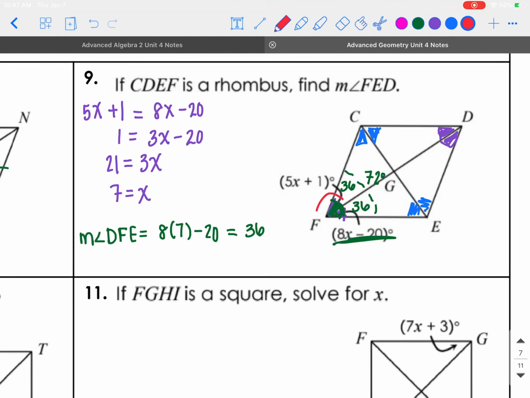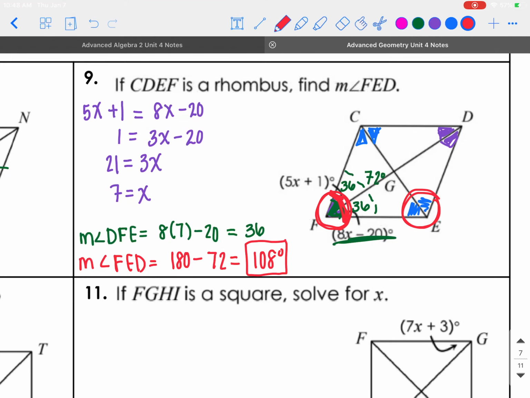And if you think back to parallelograms, this angle and this angle, they're not equal to each other. One's acute and one's obtuse. They are supplementary. So they're consecutive angles, and consecutive angles, if you look back at our list, are supplementary. So I can say that the measure of angle FED would be 180 minus 72. Because I'm going to take 180 minus this entire angle. 180 minus 72 is 108 degrees.